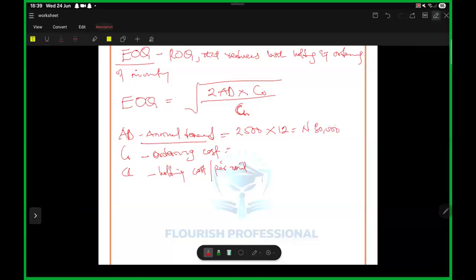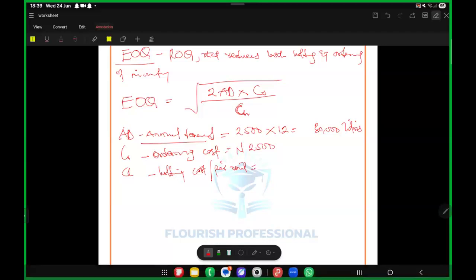Sorry, this is not currency. So this is the annual demand, 30,000 liters. Then we are told that it costs 2,500 to bring this diesel from the filling station to the company. So the cost of ordering, or the delivering cost, is given as 2,500 naira.